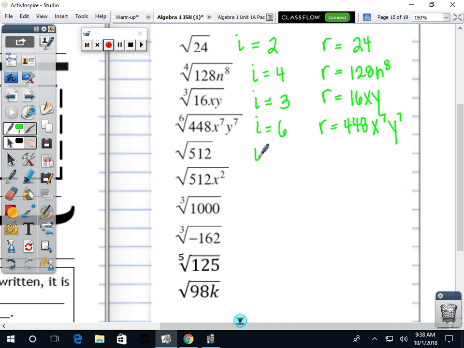Okay, and then the next one, what would its index be? Right, there's nothing visible, so it's an understood 2, so that's known as a square root. What is its radicand? 512. Okay, now you do the other 5 on your own.